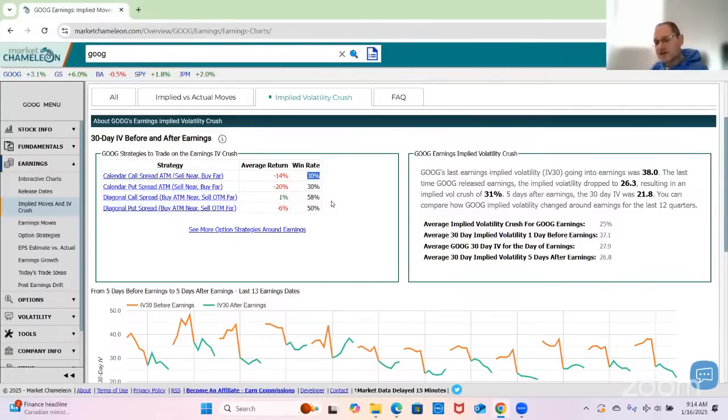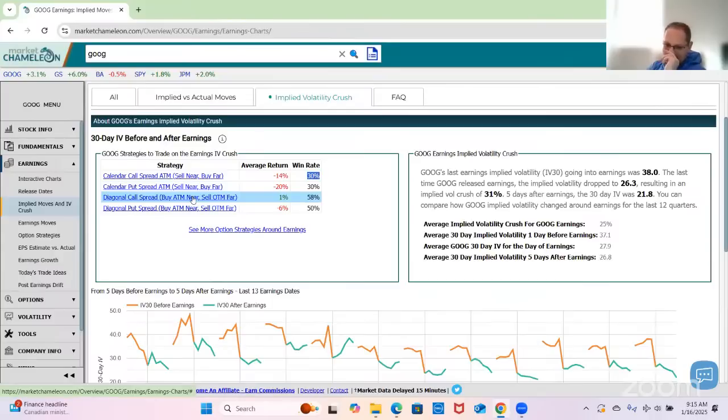So even though their implied vols are different, the vega of the options are also different. Their sensitivities to an implied volatility change are different, and you have to consider that. So here we could see that selling near, buying far, on average, was a loser over our observations and only had a 30% success rate. Same thing in the put spread. What about a diagonal?